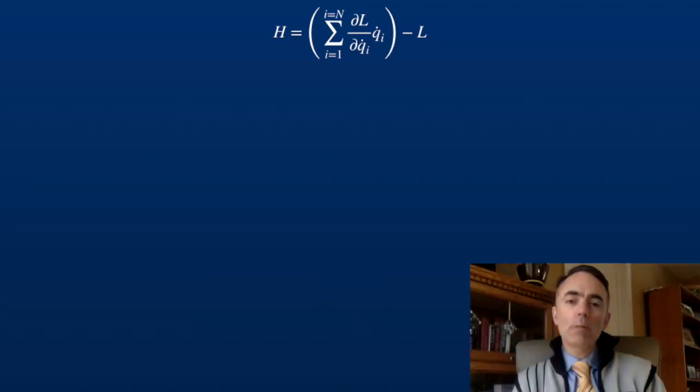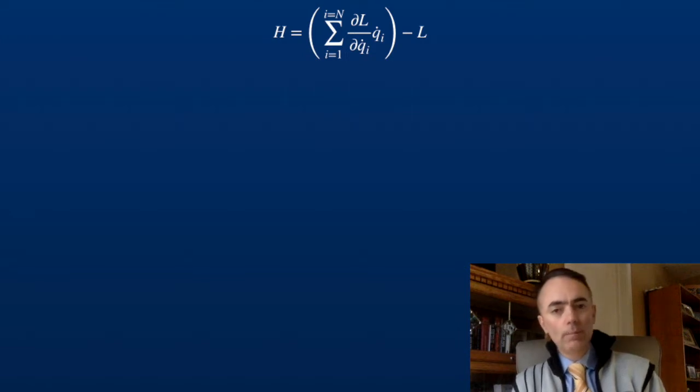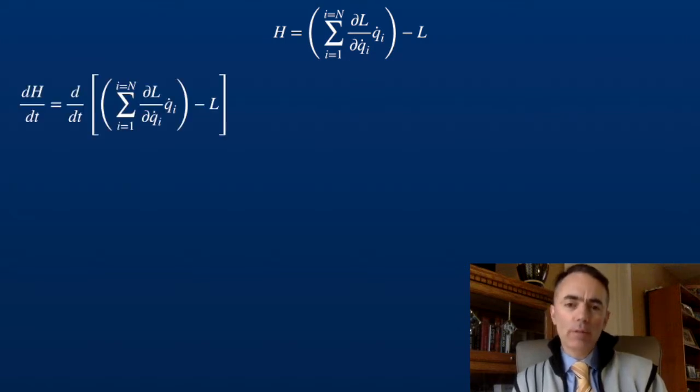H equal to the sum of the partial of the Lagrangian with respect to q dot sub i times q dot sub i, minus the Lagrangian L. This quantity, just as the Lagrangian, has units of energy. I'm going to calculate its time derivative.